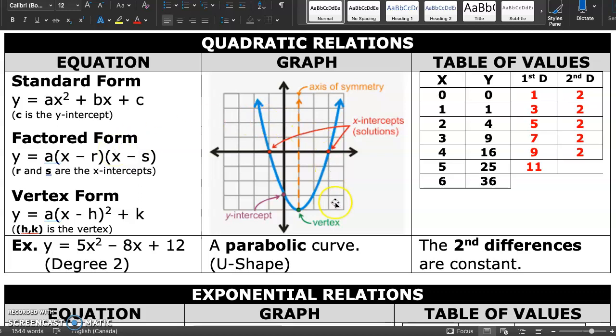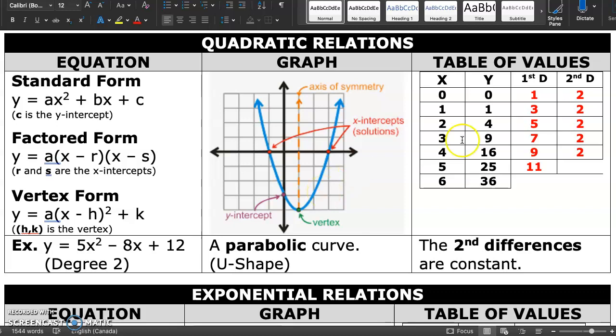So, important features of a parabola to discuss: x-intercepts, y-intercept, vertex, and the axis of symmetry. That's like a mirror image on the left and right hand side where the curve is symmetrical.